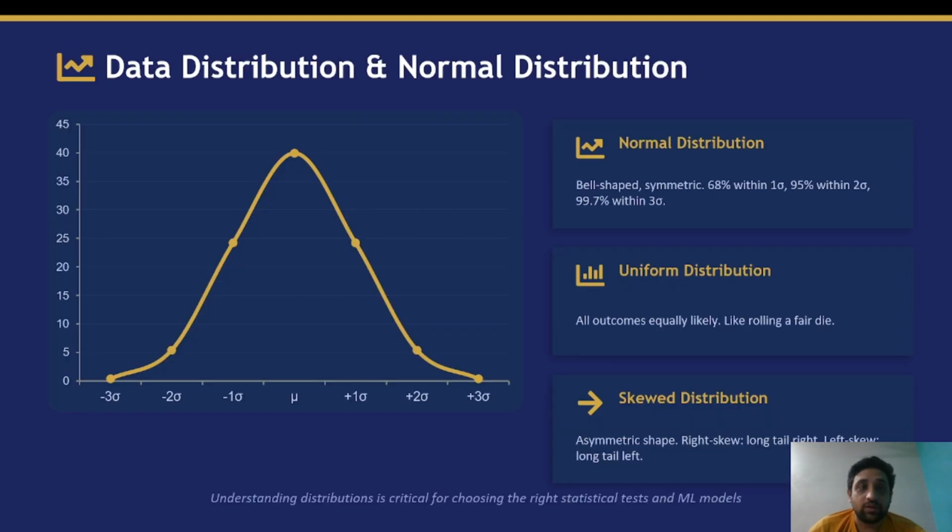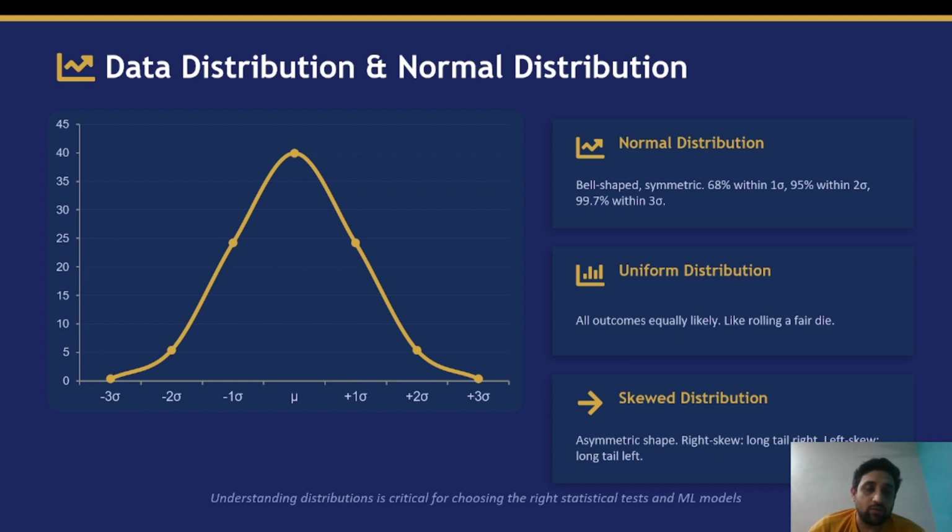Now, let's move towards the data distribution and normal distribution. Data distribution describes how values are spread across a dataset. The most important distribution is the normal distribution, which is a bell-shaped and symmetric curve. It follows the 68-95-99.7 rule, meaning that about 68% of data lies within one standard deviation from the mean, 95% within 2, and 99.7% within 3.